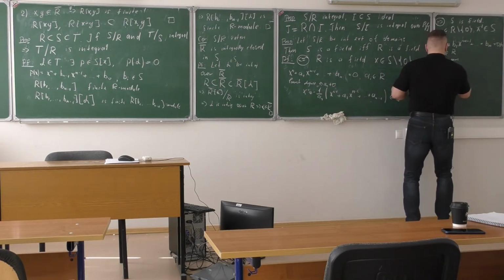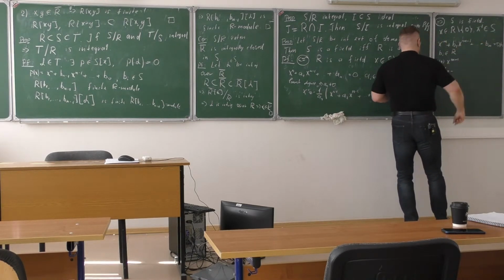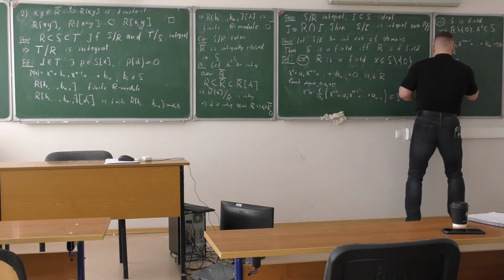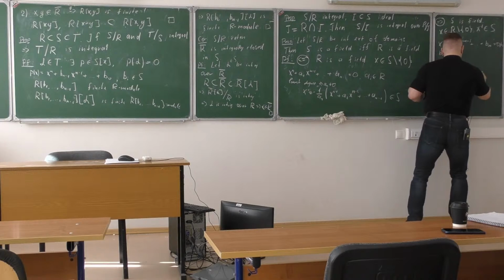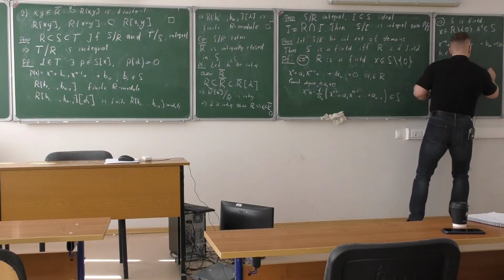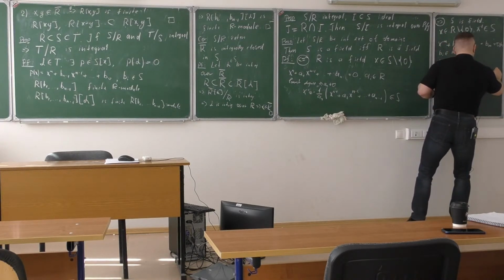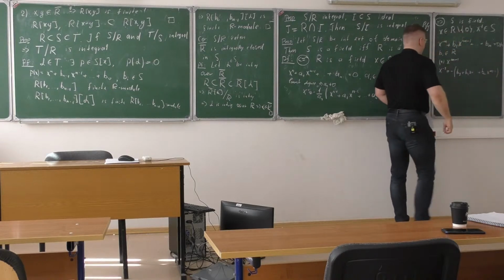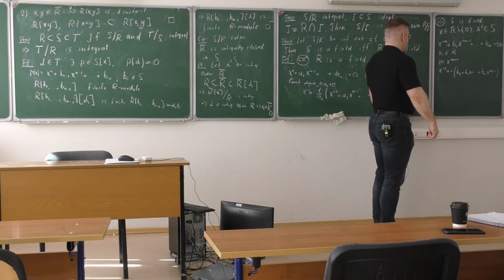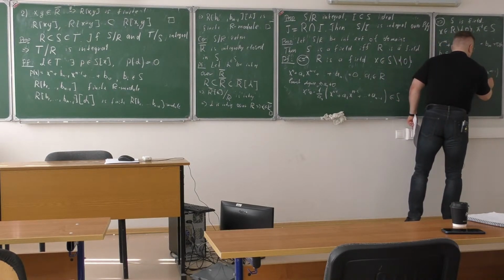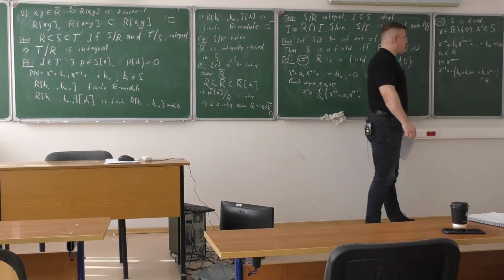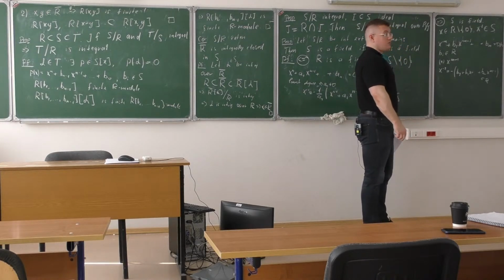If I do this, I get something like this: x inverse is equal to minus, moving all the other terms to the right-hand side, b1 plus b2 x plus etc., b_m x to the m minus 1. And what's nice about the right-hand side of this formula is that this is clearly an element in R. All the coefficients are in R, and x is also in R.